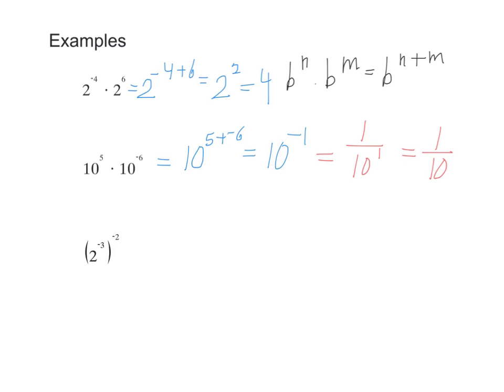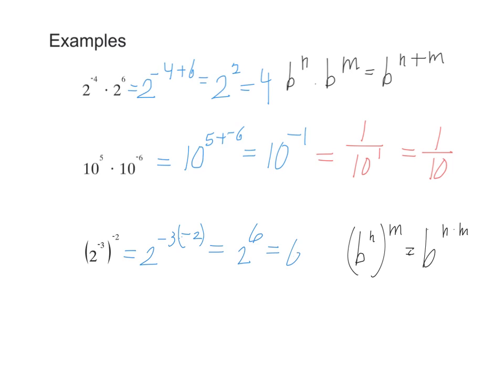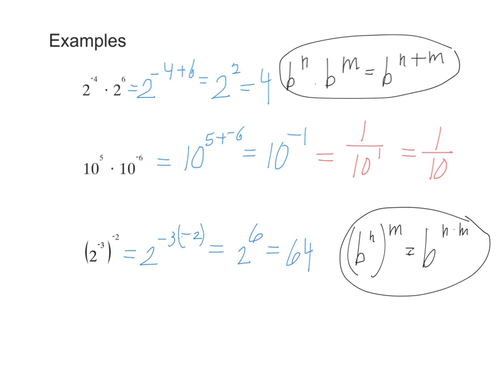Next one uses a rule about power to a power. That said that b to the m, to the n, equals b to the n times m. So I'm going to take the exponent negative 3 and multiply it by negative 2. That's 2 to the 6th, or 64. So we're still using the same properties that we did before. It's just now it's that potential for having a negative exponent in the answer.